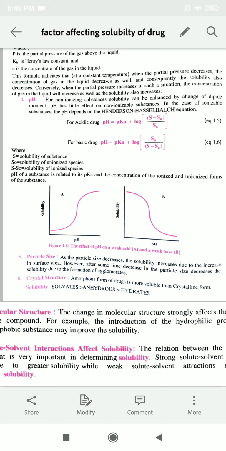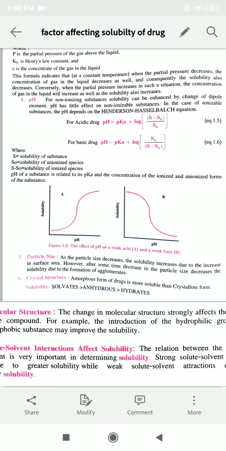If the drug is weak acidic in nature, then if we increase the pH, the solubility will increase. But if the drug is weak basic in nature, its solubility decreases with increase in pH.